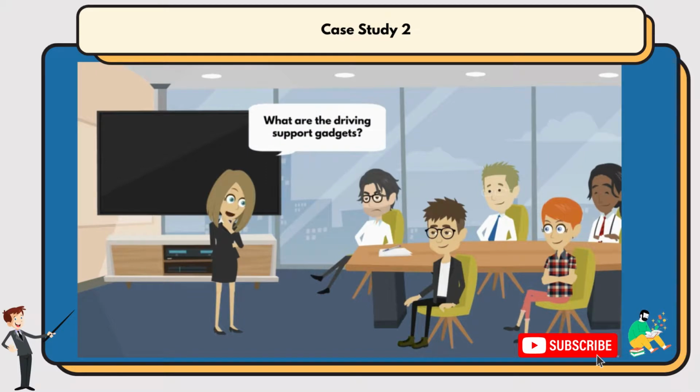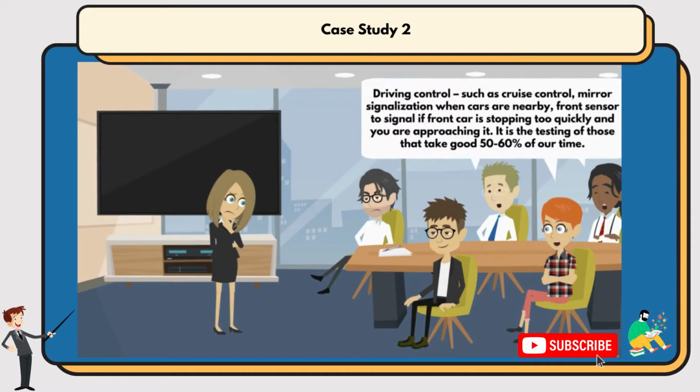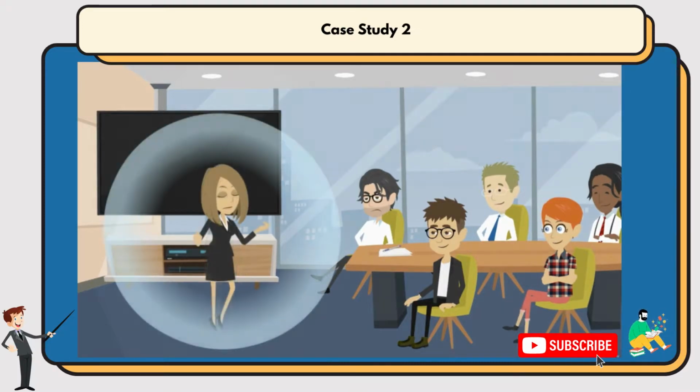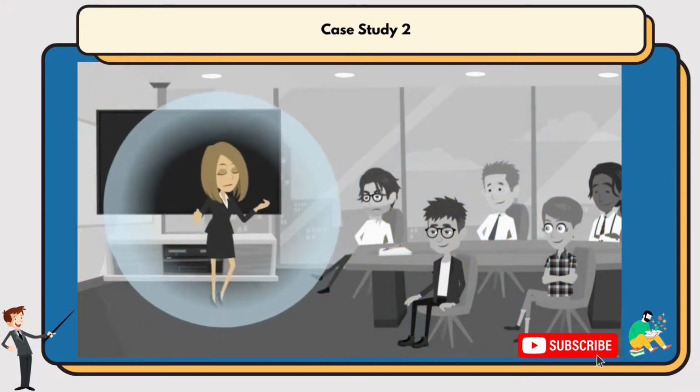"What are the driving support gadgets?" B, Bill and Abe continue. "Driving control, such as cruise control, mirror signalization when cars are nearby, front sensor to signal if the car in front is stopping too quickly and if you are approaching it. It is the testing of those that take a good 50 to 60% of our time." The force is strong with Ray now.